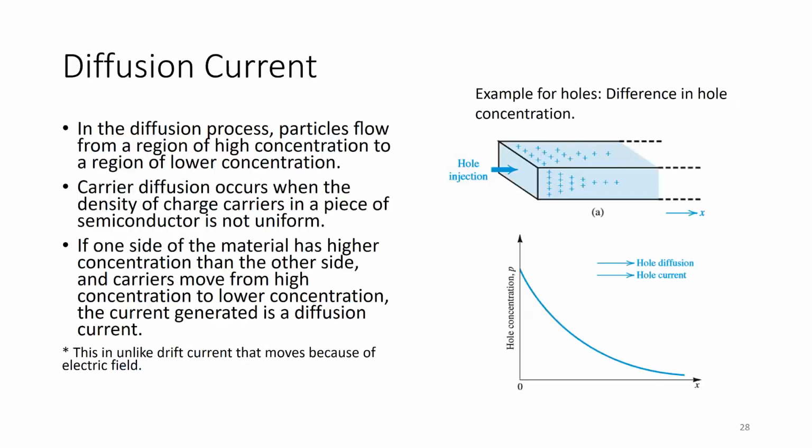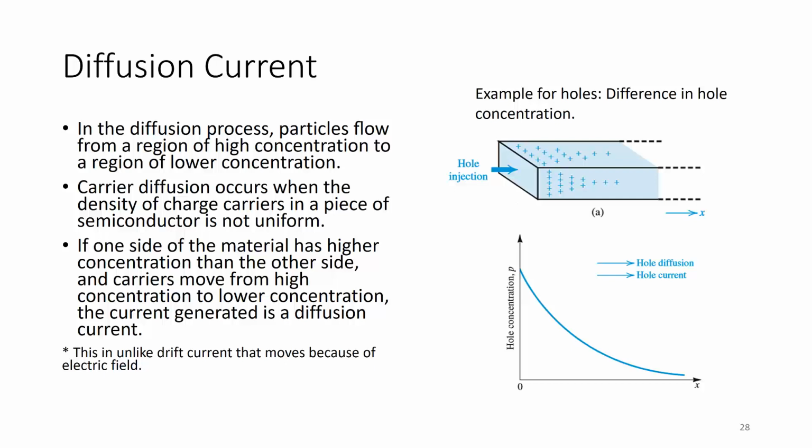Now, diffusion current. The general diffusion process applies not just to electrons but to any kind of atoms and molecules. In the diffusion process, particles flow from a region of high concentration to a region of lower concentration. Carrier diffusion occurs when the density of charge carriers in a piece of semiconductor is not uniform. If one part of the semiconductor has a lot of holes and the other part does not, they will naturally move from high concentration to low concentration. The current generated is called a diffusion current.